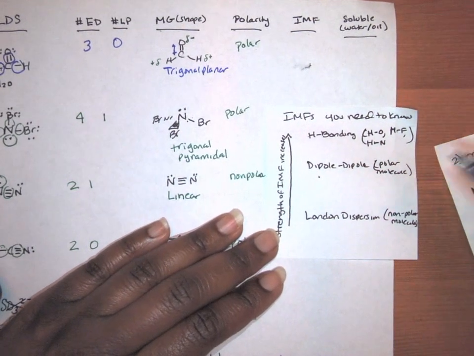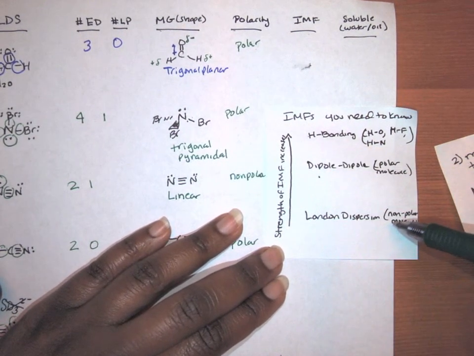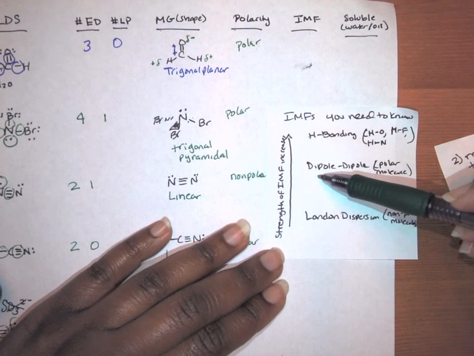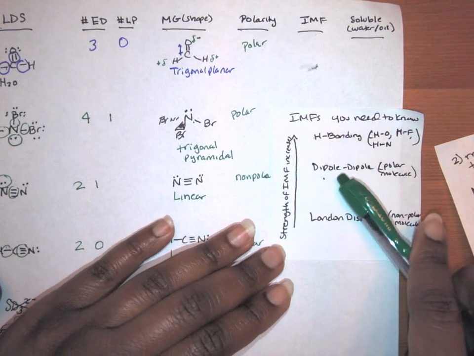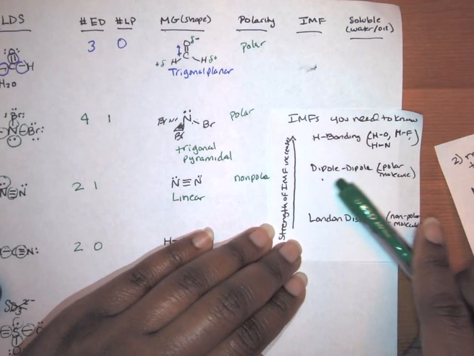And we have the three we need to know arranged in order of strength. So the weakest one is London dispersion. Everything has London dispersion. But if it's a nonpolar molecule, it will only have London dispersion. If you have a polar molecule, in addition to London dispersion, it has dipole-dipole. So the dominant intermolecular force in polar molecules is dipole-dipole.